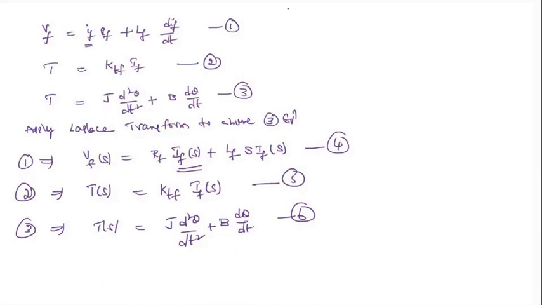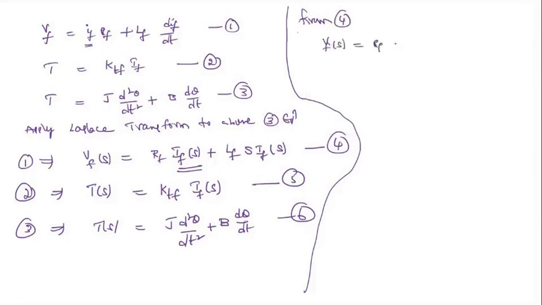So how to simplify? Just watch it. Here I have taken equation number 4, that's why I'm going to write from 4. What is the fourth equation? Vf(s) equals to Rf If(s) plus Lf s If(s). Here you can take the common If(s). If you take the common If(s), it will become Rf plus sLf. This is the Vf(s) equation.